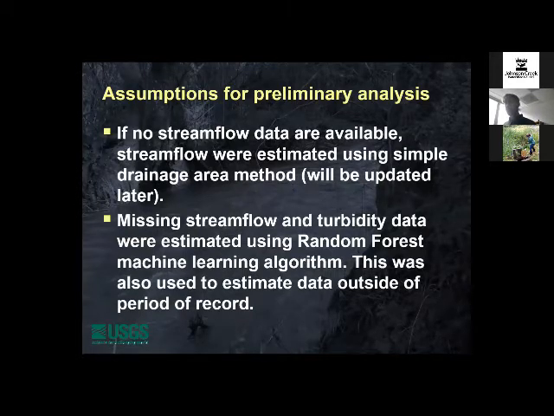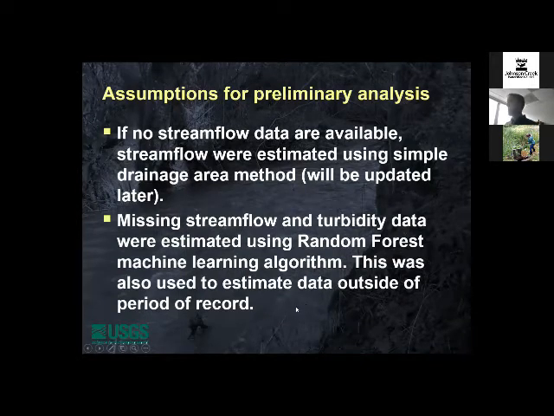We only have a handful of streamflow gauges in the Johnson Creek Basin, so any place where we do not have streamflow, we use a simple drainage area method to estimate streamflow. So for example, if the Gresham gauge is 15 square miles and another one is 5 square miles, we just take a third of that value at Gresham that we do have and use that for streamflow.